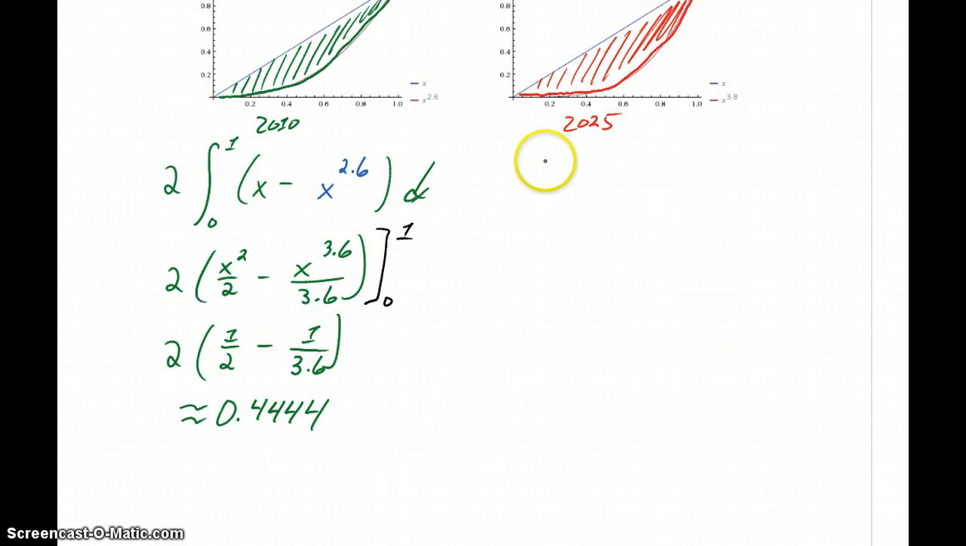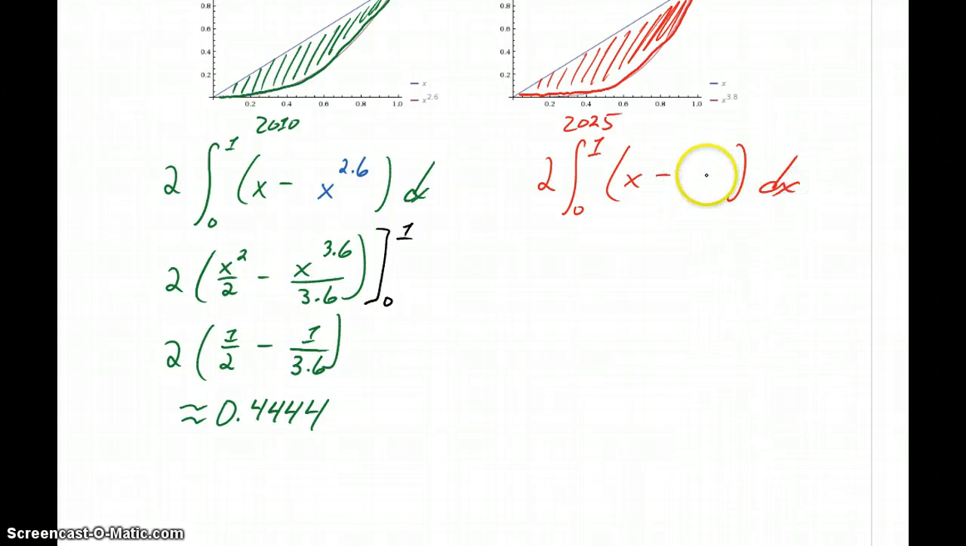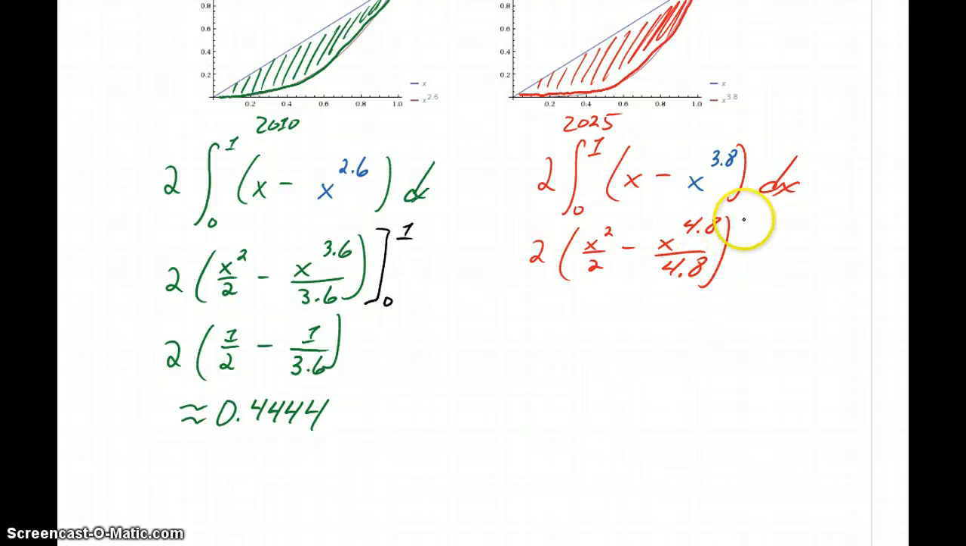For our second integral, or our second Gini index, it'll be 2 times the integral from 0 to 1 of x minus whatever our Lorenz curve is, dx. In this case, that predicted Lorenz curve is x to the 3.8. So we'll have 2 times x squared over 2 minus x to the 4.8 over 4.8. And then we'll be evaluating that from 0 to 1.